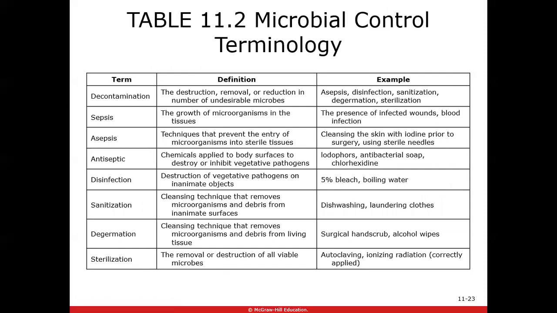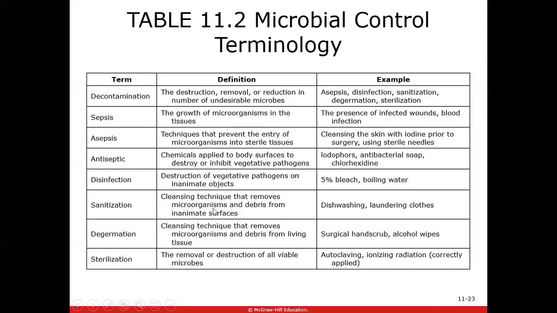Here's a table that shows microbial control terminology. And you have decontamination, destruction, removal, or reduction of the number of undesirable microbes. Some examples: disinfection, sanitation, degermination, sterilization. And you have sepsis, which is the growth of microorganisms in tissues. Asepsis, techniques that prevent the entry of microorganisms into sterile tissues. Antiseptic, chemicals applied to body surfaces to destroy or inhibit vegetative pathogens. Then you have disinfection, destruction of vegetative pathogens on inanimate objects.